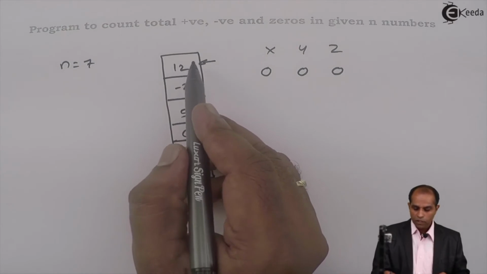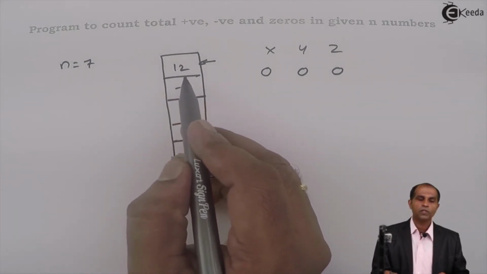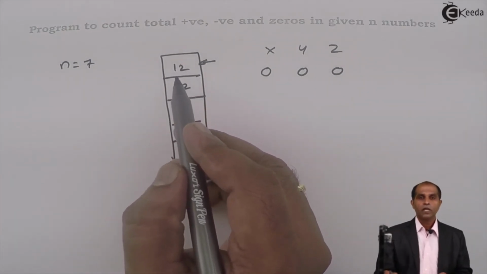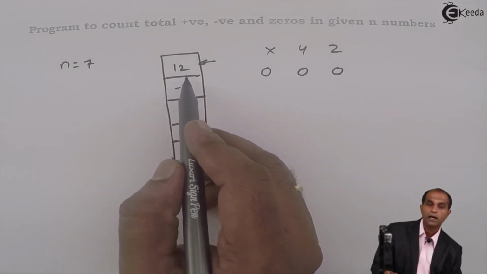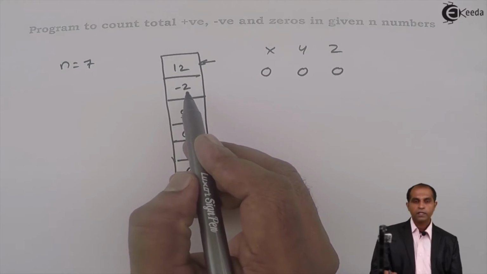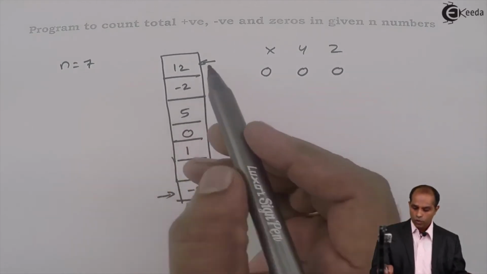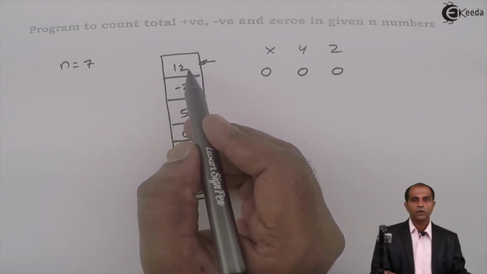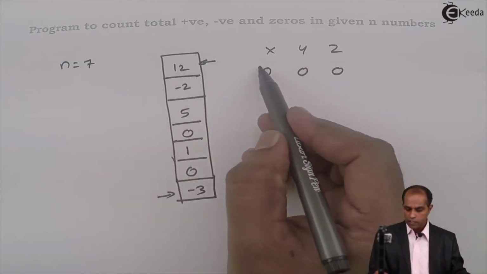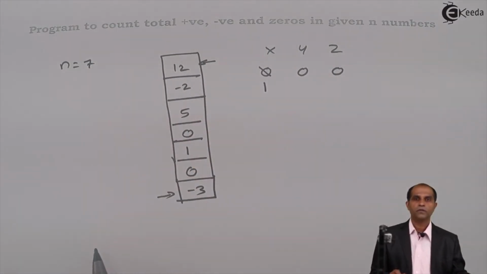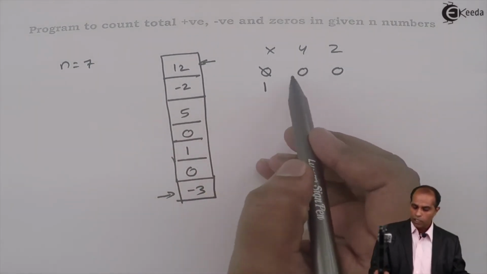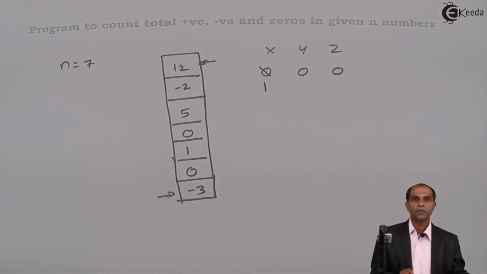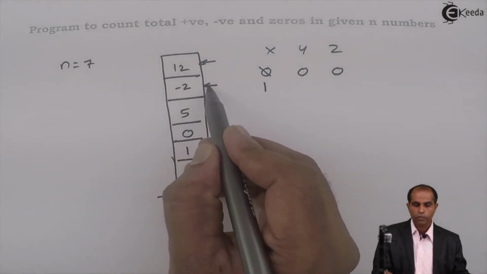Go with this element. Check whether this element is positive, negative or 0. Depending on where it is caught, just check whether A is 12 or minus or 0. So, A of I greater than 0. If true, then X is incremented to the next value. In this case, 12 is greater than 0, hence X is incremented. So, Y and Z are not incremented. Come back for the next number.